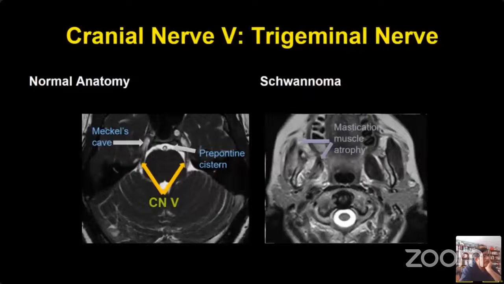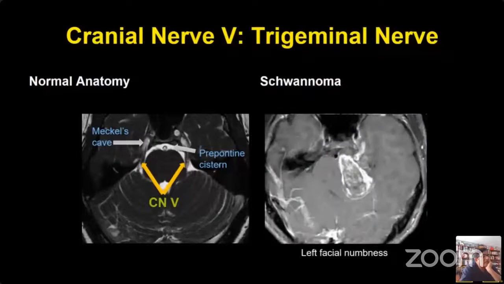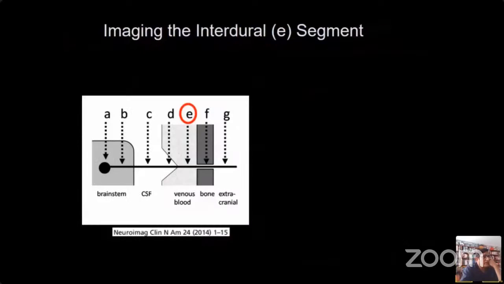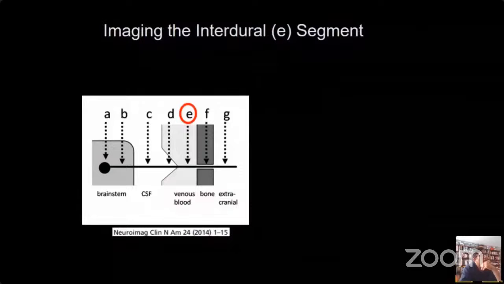That's because the 5th cranial nerve is kind of drying up in some ways, and muscles of mastication are atrophied. Again, another patient with left facial numbness, and you can see a large mass which actually distorts and compresses the brainstem, and then you can see a cord-like structure extending into the Meckel's cave, and this is very typical of a 5th cranial nerve schwannoma.